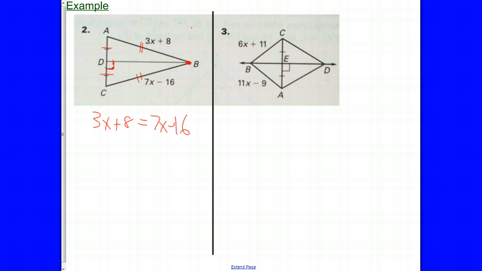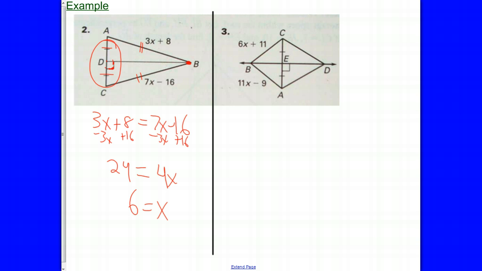So the key thing here was recognizing this given information that says BD is a perpendicular bisector, so point B is a point on that perpendicular bisector. It's going to be the same distance away from A as it is from C, and now we got our equation. So to solve this, we're going to subtract 3x. We're going to add 16 to both sides. So what we're looking at is 4x equals 24. X is 6. The question doesn't really say anything, it just gives the problem, so we could solve for x.